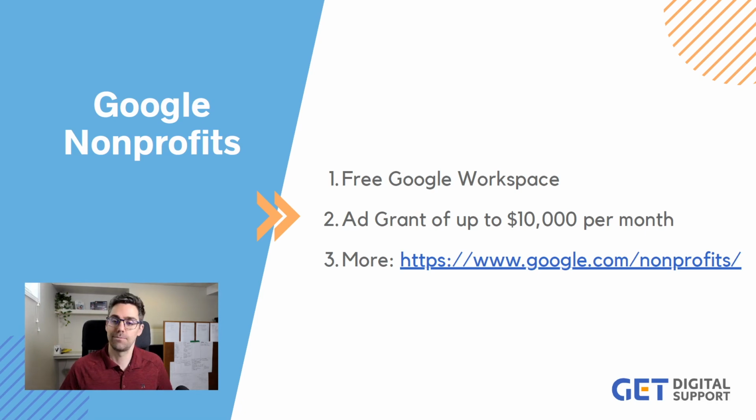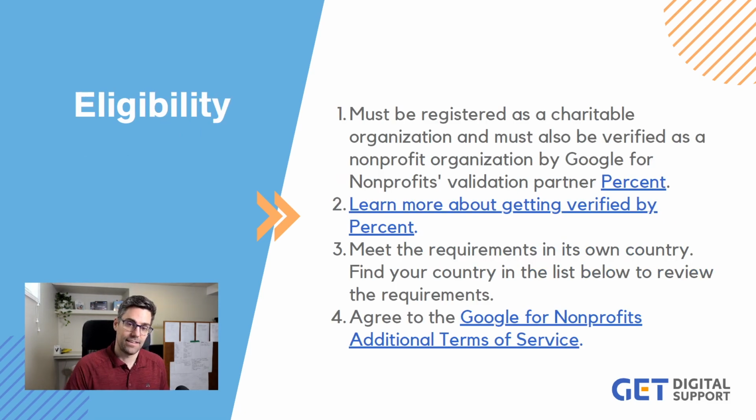And then of course there's more information at this link provided, google.com/nonprofits. And then if you're wondering about eligibility, here's what they say. You must be registered as a charitable organization, and must also be verified as a nonprofit organization by Google for Nonprofits' validation partner called Percent. It used to be Tech Soup, something like that, in Canada. So I'm not sure if they still use them or if they've switched to Percent only, but essentially you just need to jump through some hoops in verifying your charitable status.